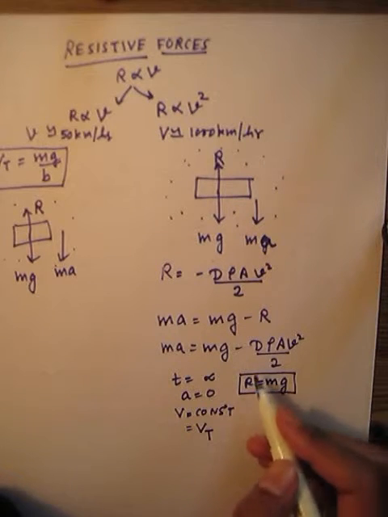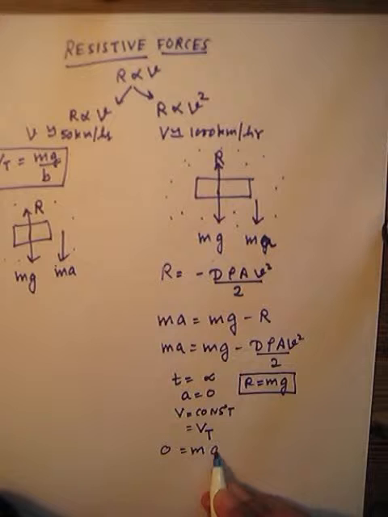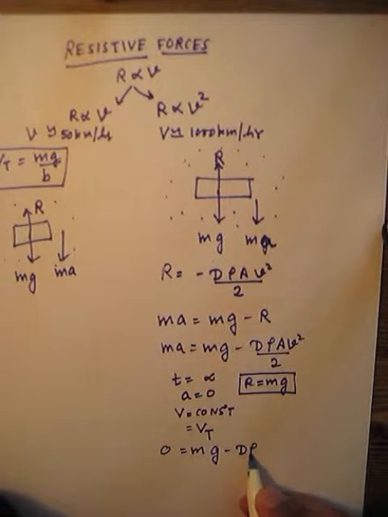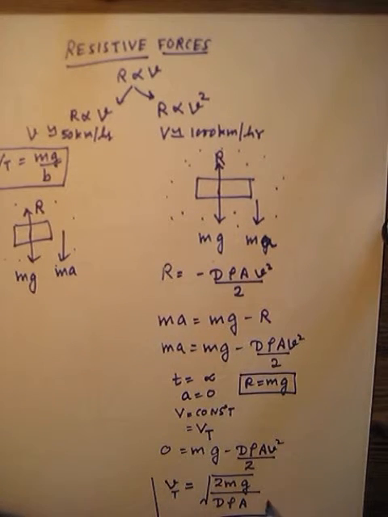So if we put acceleration equal to 0, it means that 0 will be equal to mg minus d rho a v squared upon 2. So from here, velocity will be equal to the square root of 2mg divided by d rho a. So this will be the terminal velocity.